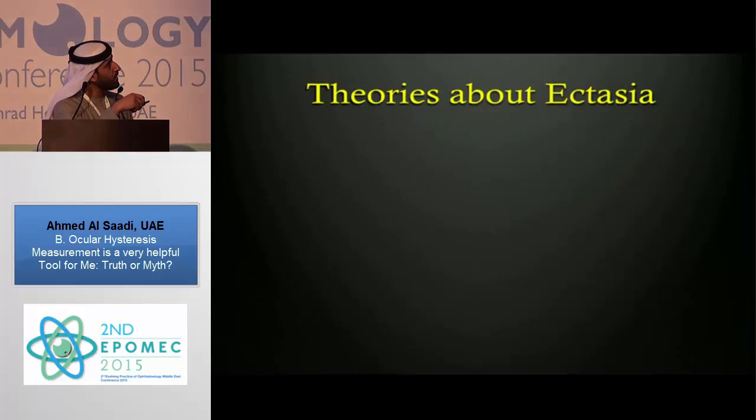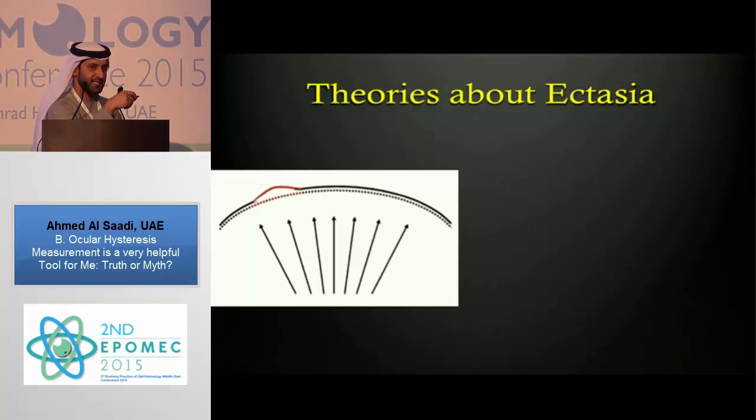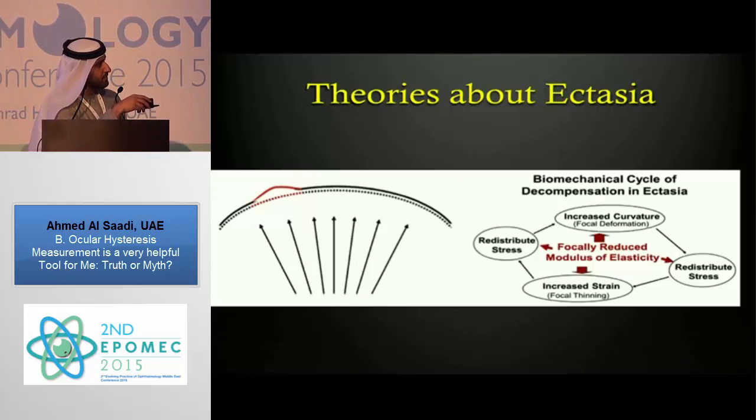So there are some limiting factors to this technology because there are different theories about ectasia. Some people think that ectasia starts at a localized point, and this affects the distribution of the pressure, because obviously a thinner area or a weaker area will bulge more compared to the others. And this puts the eye into a vicious cycle where you just start with a thinner area.